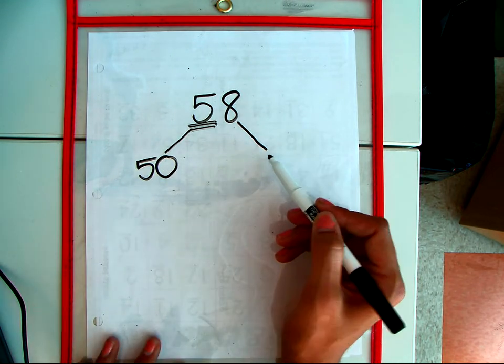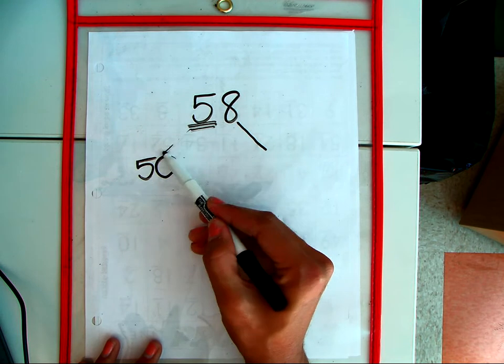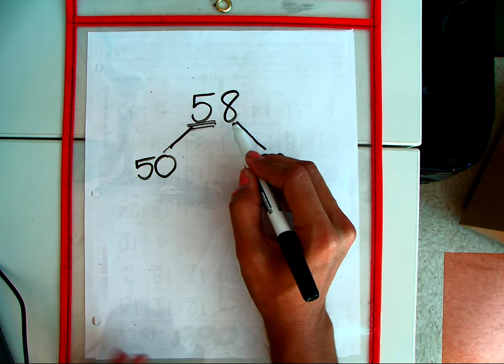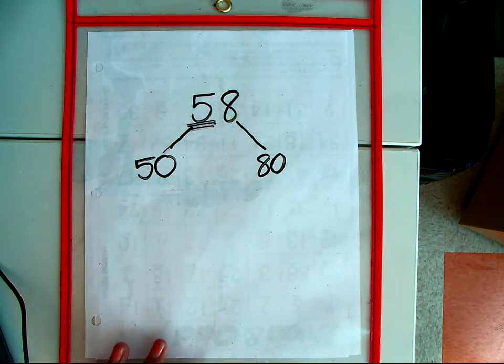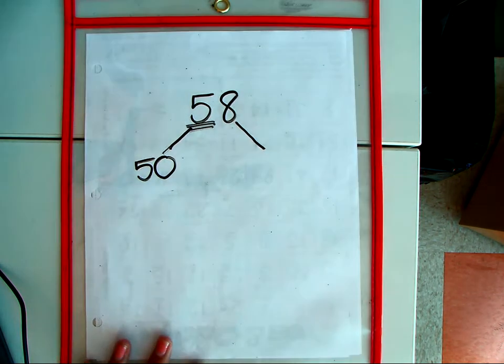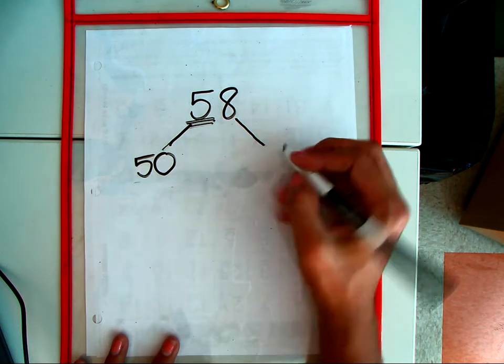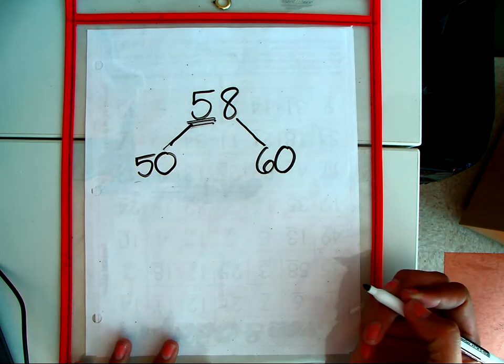A common mistake that students make is they think it would be between 50 and 80 because there's an 8 in the ones place. But we have to redirect students and just say, think about what comes after 50 when you're counting by multiples of 10. So after 50 comes 60.